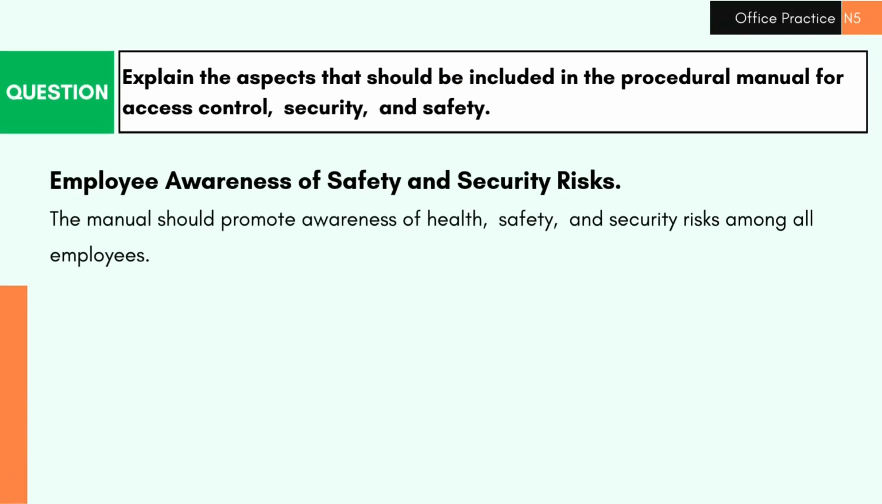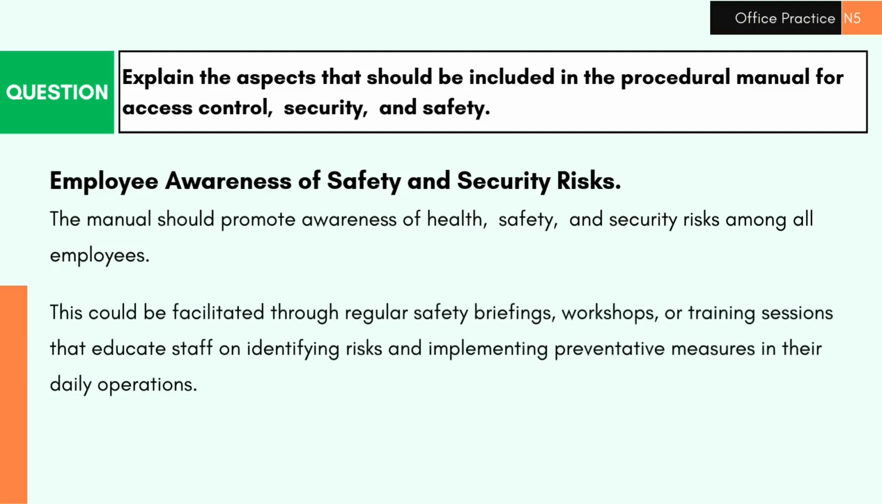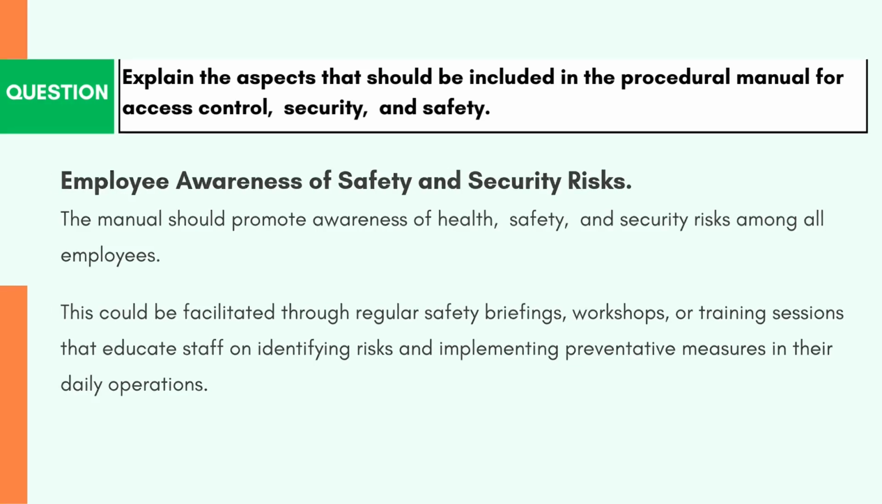5. Employee awareness of safety and security risks. The manual should promote awareness of health, safety, and security risks among all employees. This could be facilitated through regular safety briefings, workshops, or training sessions that educate staff on identifying risks and implementing preventative measures in their daily operations.